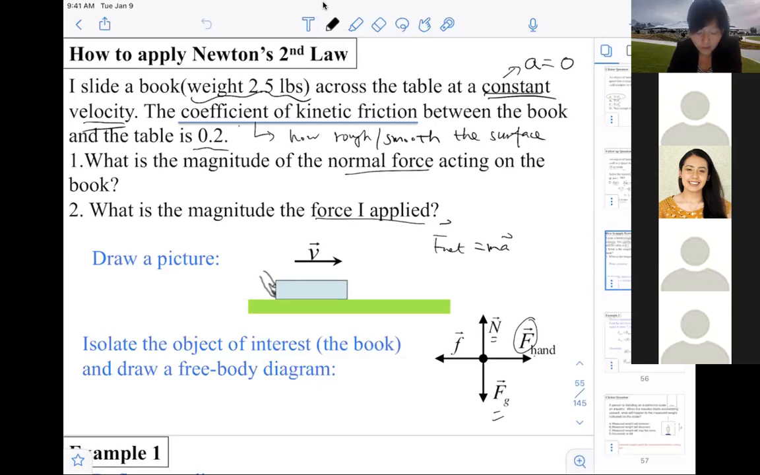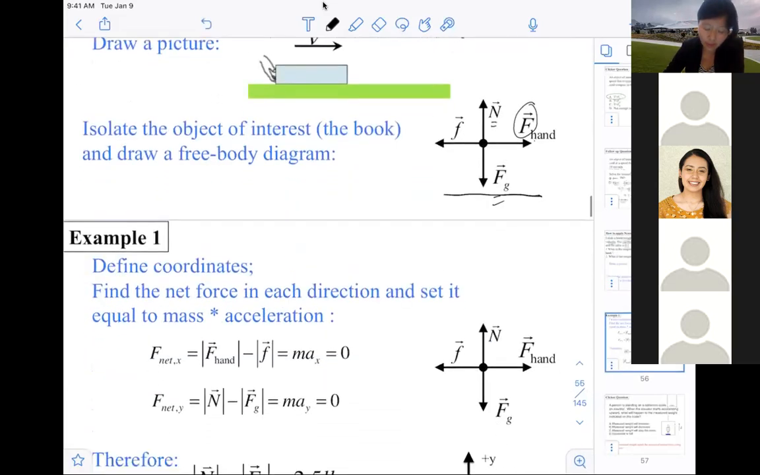In the x direction, you have the force from your hand, and you have the kinetic friction. And then in the y direction, you have the gravity of the book, and you also have the normal force acting on the book by the table. So here you have 4 forces, and you label them. You draw your free body diagram like this. Okay. And then we will set up Newton's second law in both the x and y direction. So let's continue to look at that.